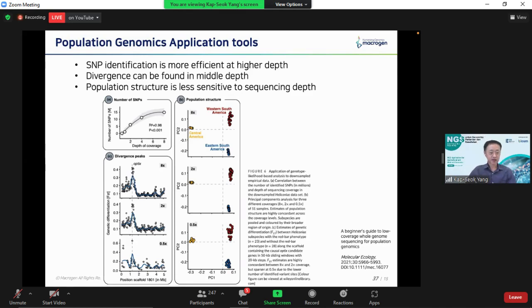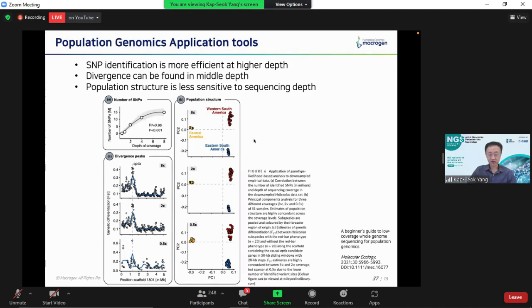So this is actually the replication of the story in the previous slide. If you are looking at the number of SNPs, more depth of coverage definitely helps. The more you sequence, the more SNPs you can find. But for the divergence peak, you don't really have to go higher, like 6x or 8x. The difference between 2x and 8x is not much.